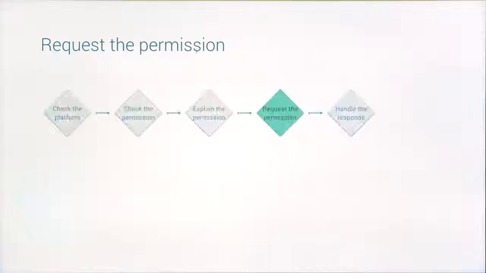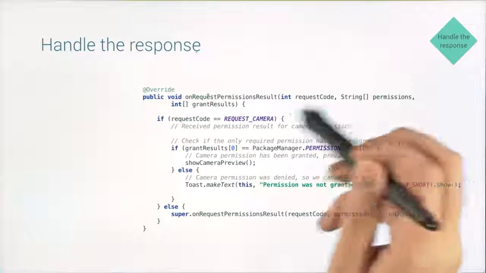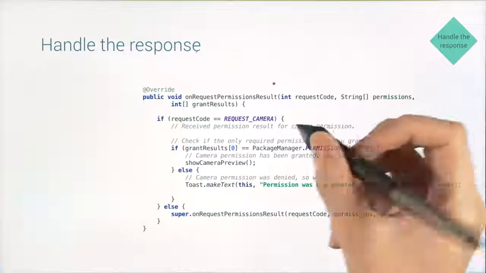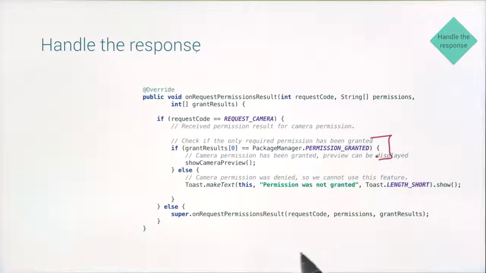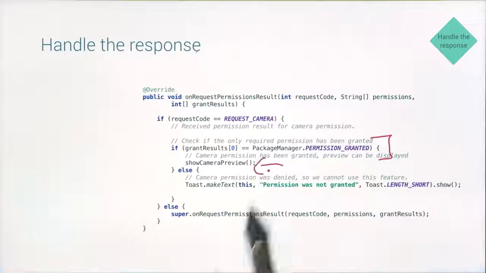Which brings us around to the final step, handling that permissions result. In onRequestPermissionsResult, you can check the result of this call. So if the permission was granted, you can use your request code to get back to making that API call and creating magic moments for your user. But if the permission wasn't granted, you're going to need to fail gracefully.